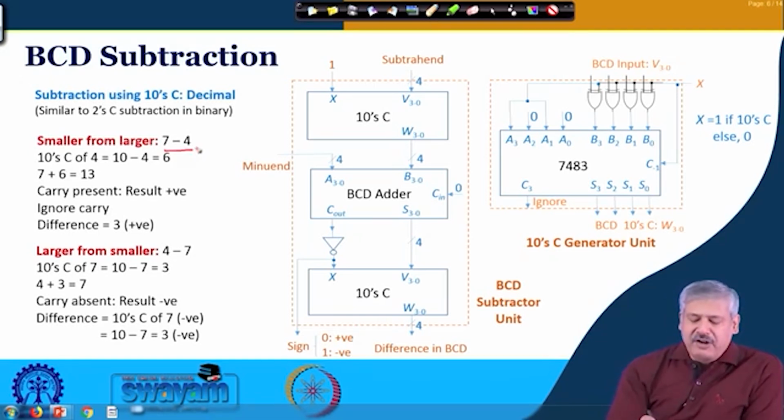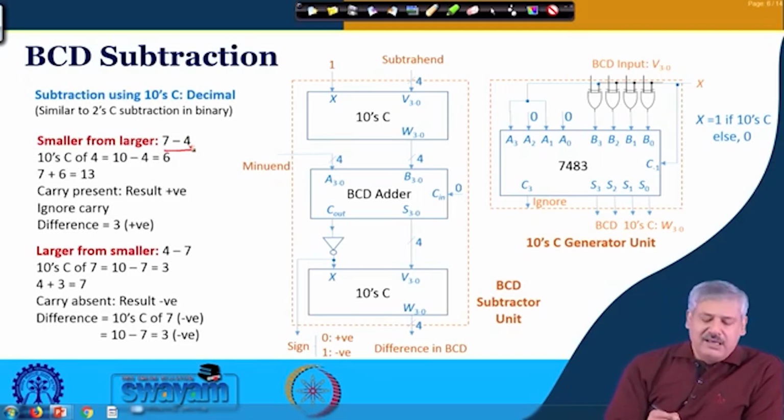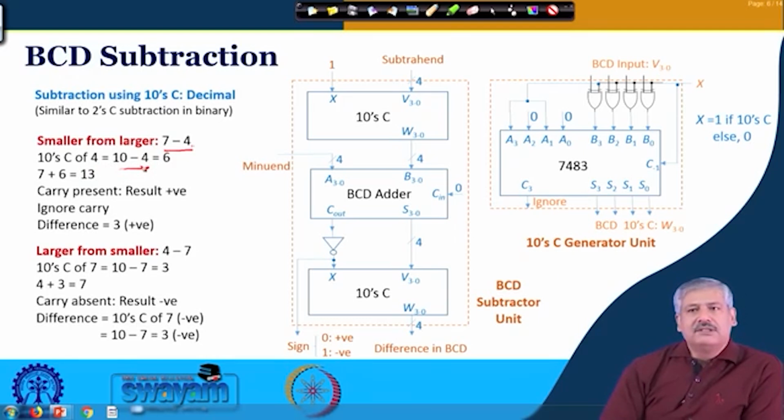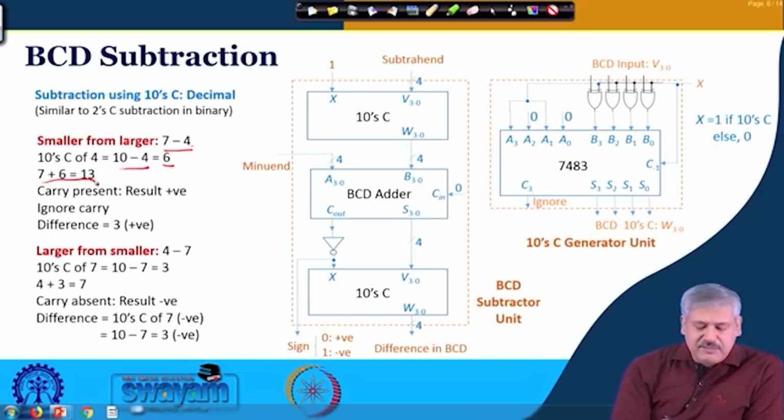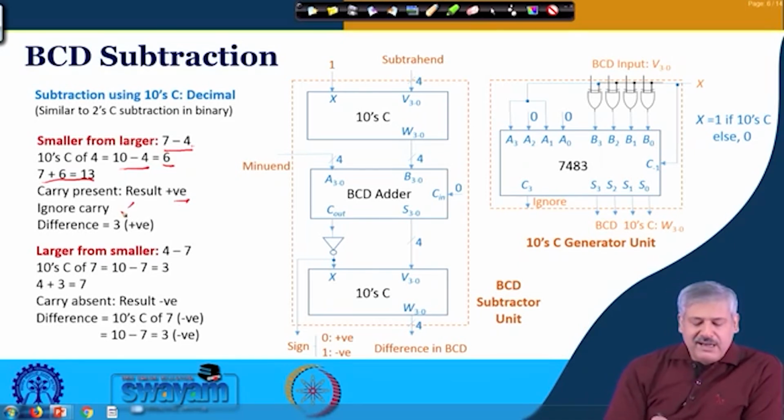First, the way we had done 2's complement, here we shall do 10's complement of the subtrahend. 10 minus the number will give you the tens complement of that, and that is the negative number in that sense. So this will give you 6. Then you add it up, 7 plus 6, it is 13. And if carry is present, the result will be positive. You can see the similarity with 2's complement addition of a negative number. So you ignore the carry, remove the carry from 13, so 3, and the answer is positive. So 7 minus 4 is positive 3.